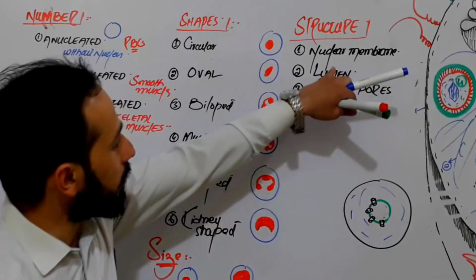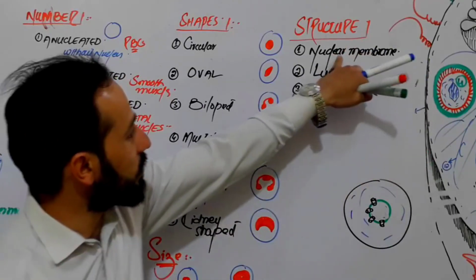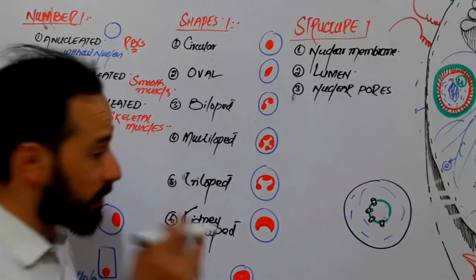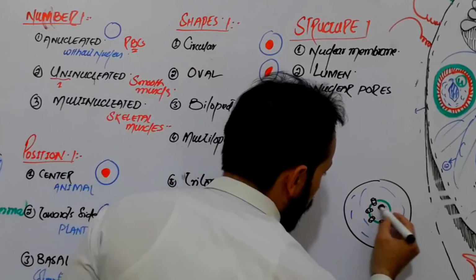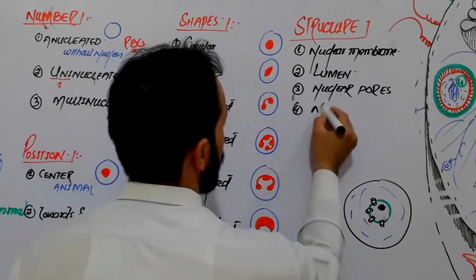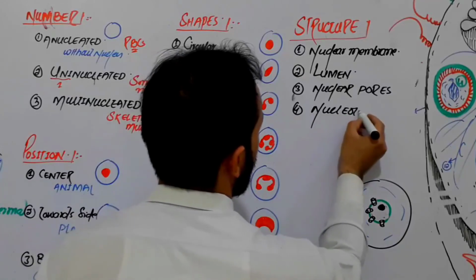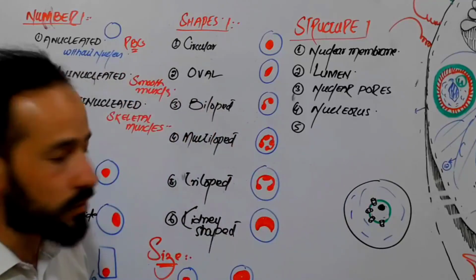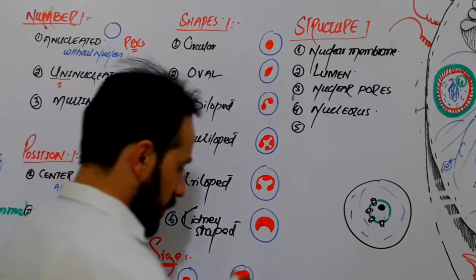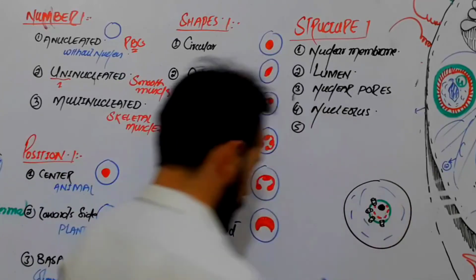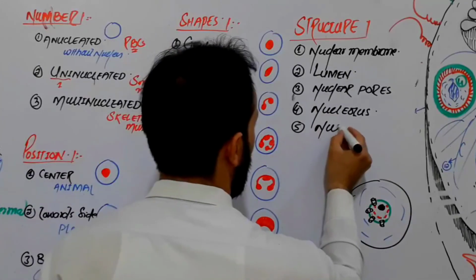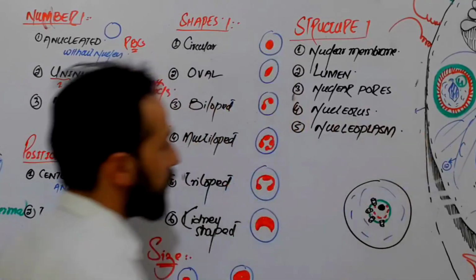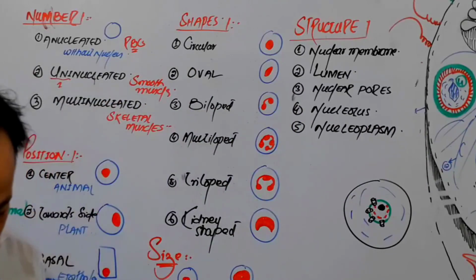So if we talk about the structure of the nucleus, there is nuclear membrane, there is the lumen, there are the nuclear pores, and then there is a dark body in the nucleus that is called the nucleolus, and I will discuss the nucleolus and its structure in the next lectures, right? Then there is the fluid part of this nucleus, and that is called the nucleoplasm. We will discuss the nucleoplasm and its composition, inshallah.